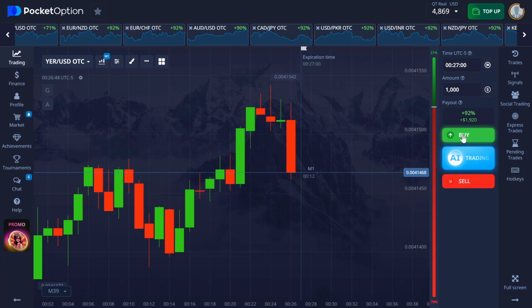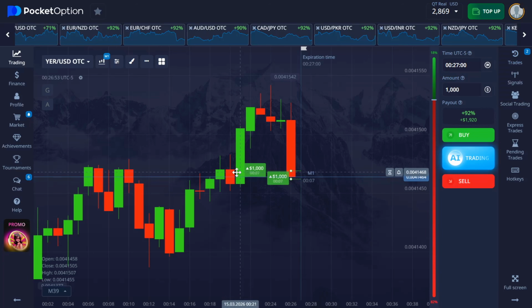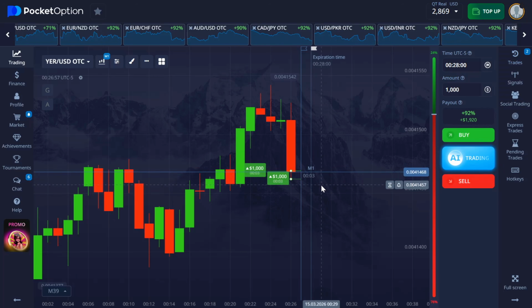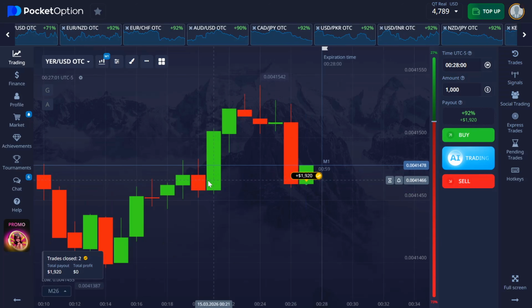I'm gonna take this one also. This opportunity came so fast, guys. I don't think I will have the time to mark this one, but I know you guys get the idea. We're basically looking for an engulfing candle.